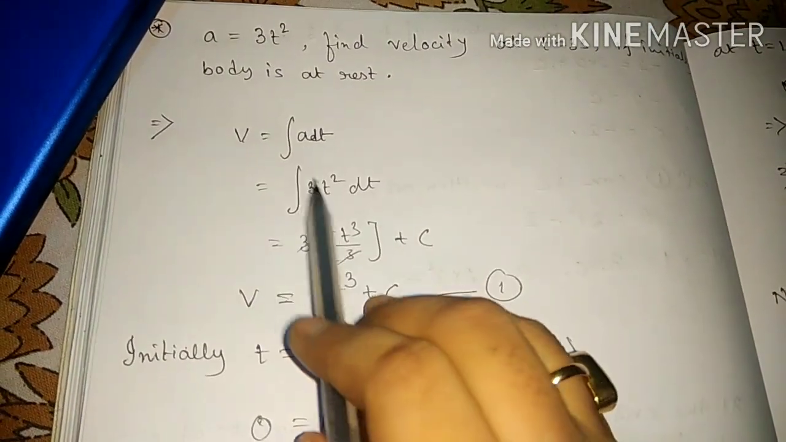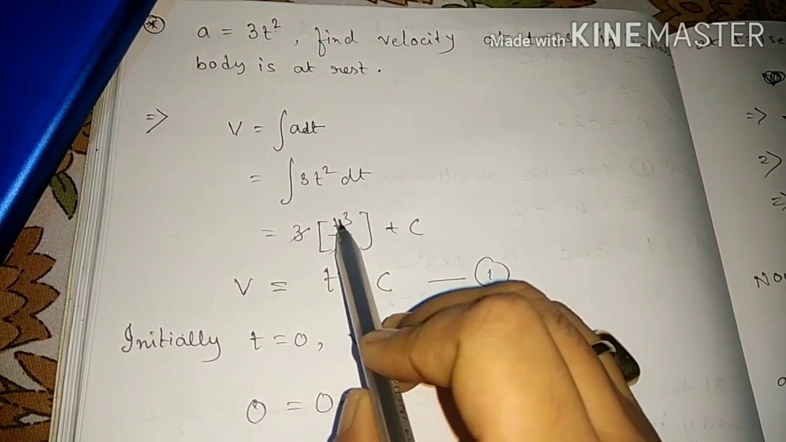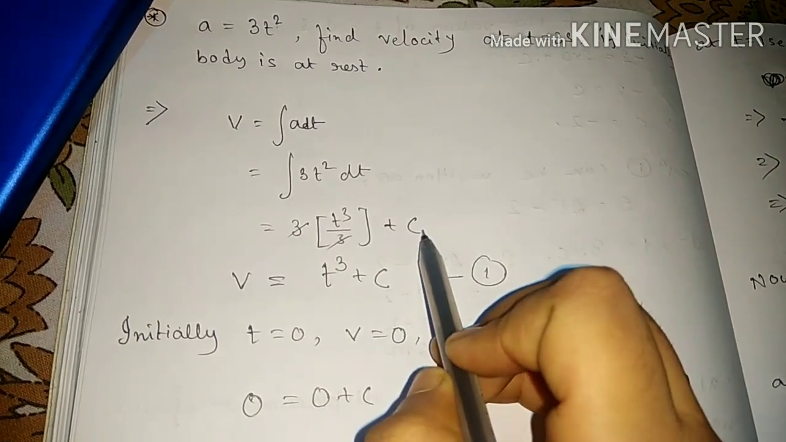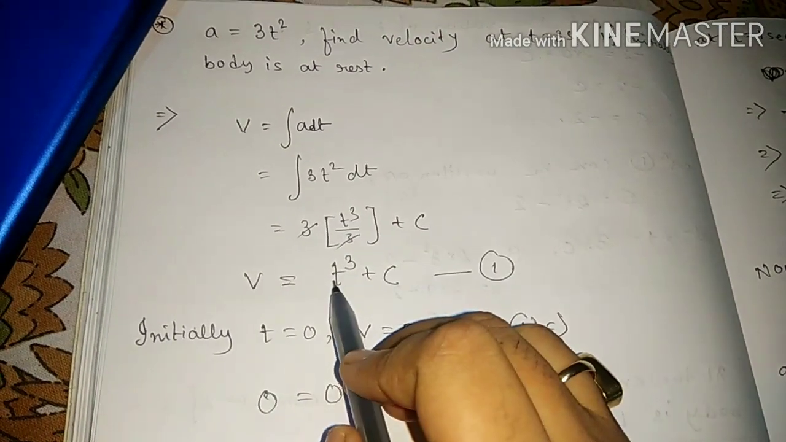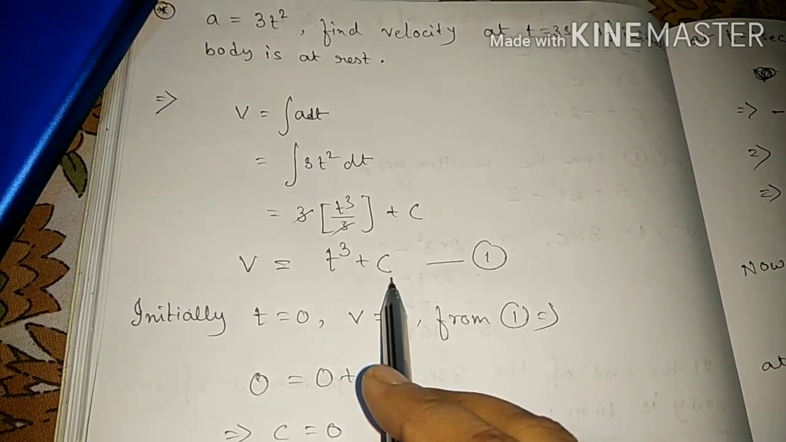Okay, so v equals integration of 3t square dt. 3 is a constant term. t square means t to the power 2 plus 1 by 2 plus 1, t cube by 3 plus c. So the 3 cancels. We have t cube plus c. So this is the equation of velocity with the constant term.